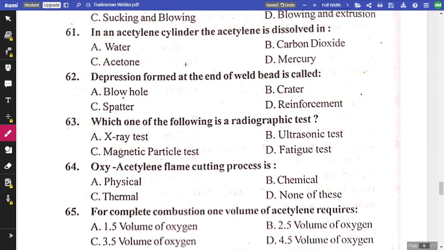In an acetylene cylinder, the acetylene is dissolved in what? It's a very common question. This question is repeated in many examinations. It is dissolved in acetone.